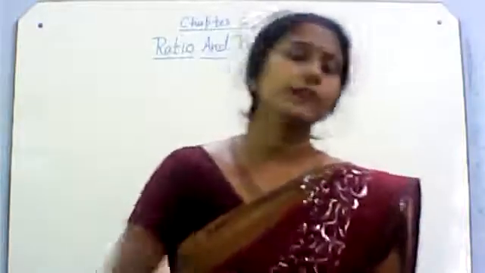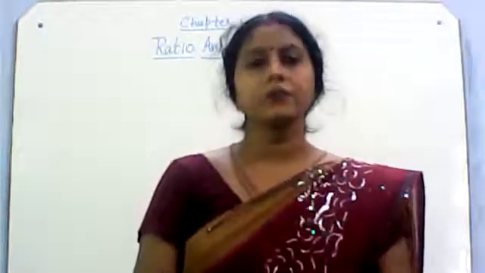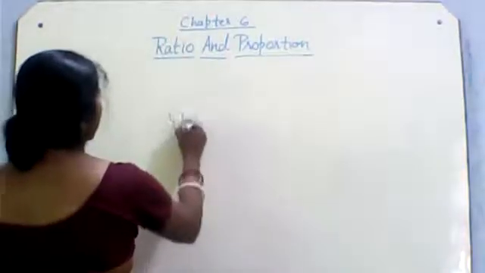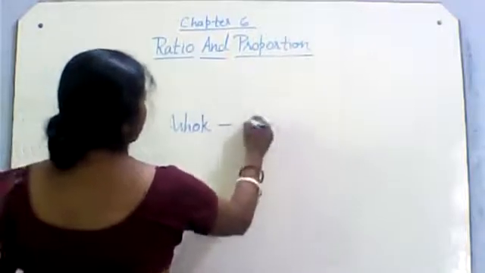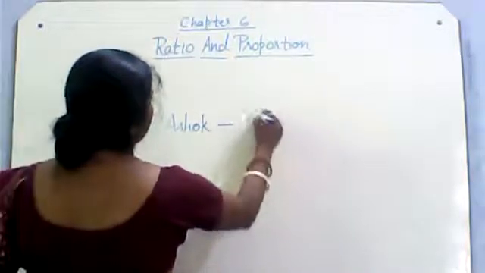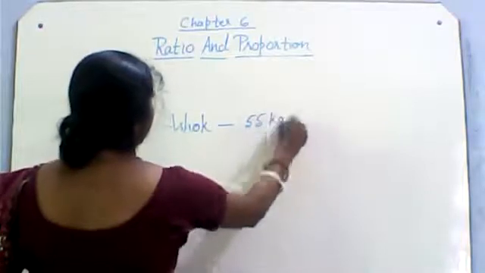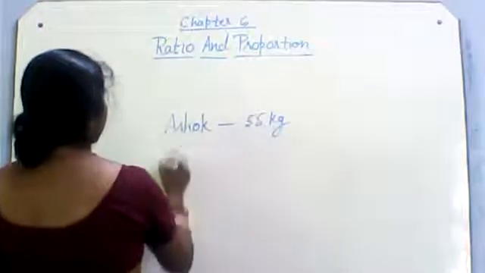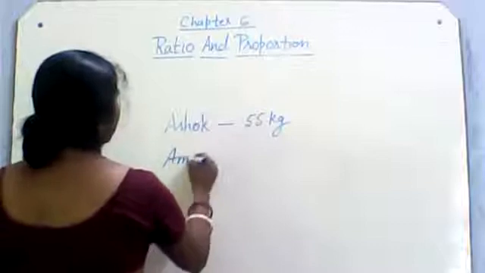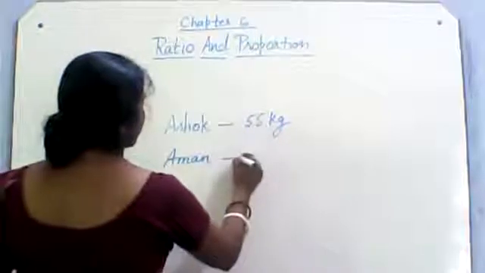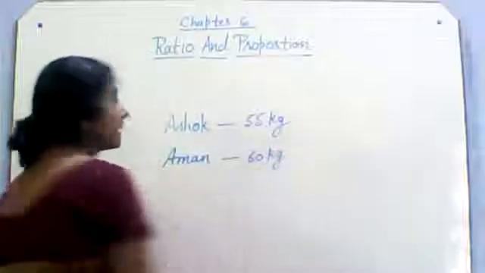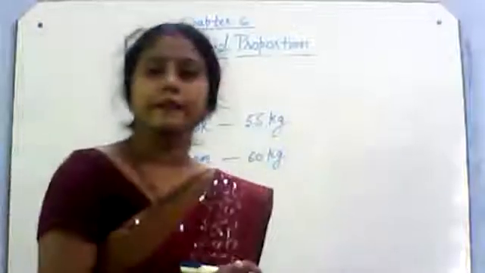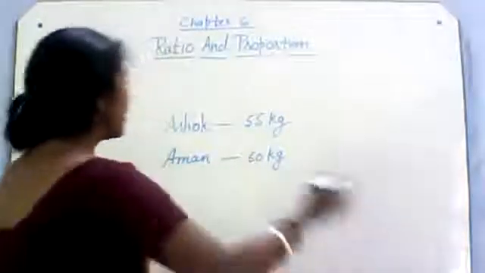Suppose two students' weight, we have to compare. Suppose Ashok, his weight is 55 kilogram and Aman, his weight is 60 kilogram. If we have to compare, then we use ratio.